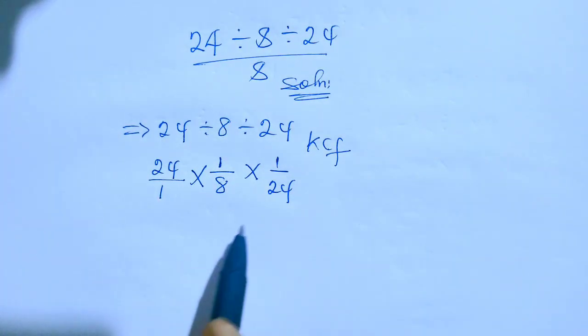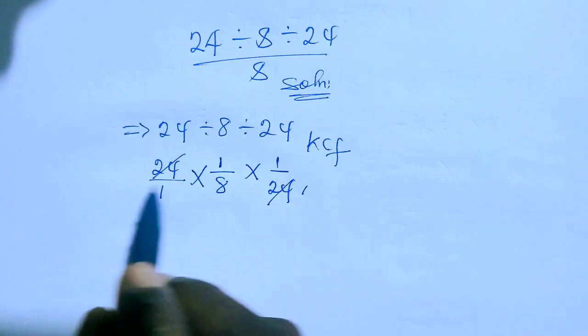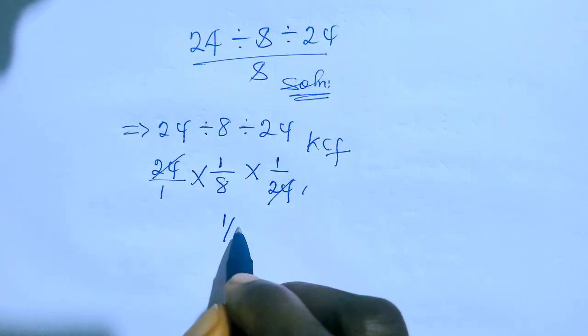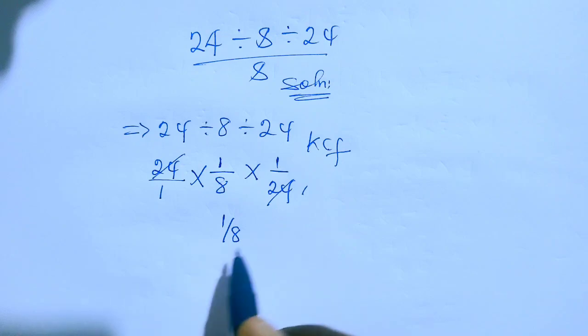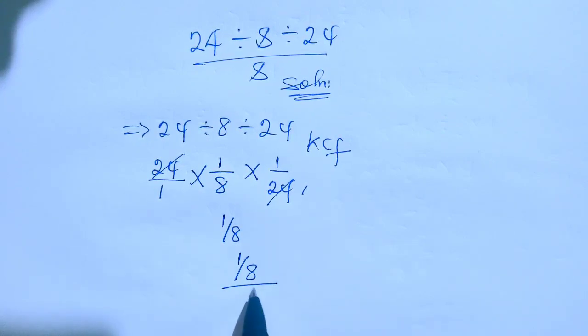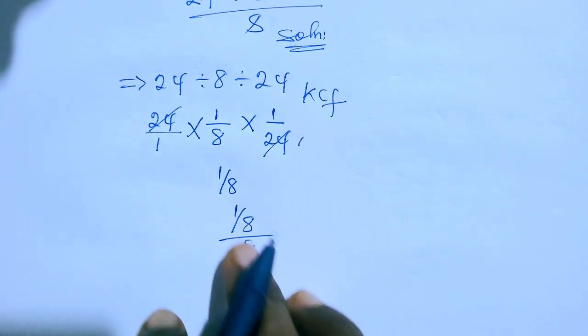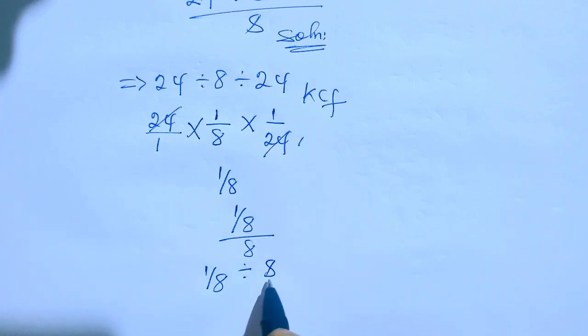And right here, you can see that 24 here will eliminate this 24, and we have here 1 over 8. We have 1 over 8 right here as a result of the numerator. Now, the whole expression becomes 1 all over 8 divided by 8. Now, with this, we can also express this as 1 all over 8 divided by 8 all over 1.